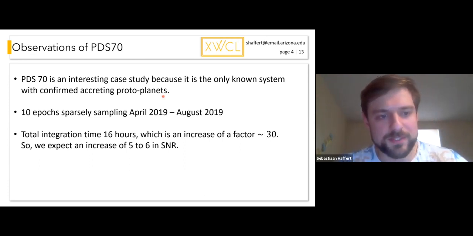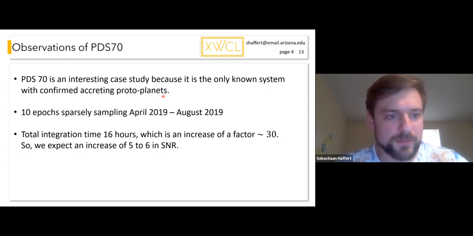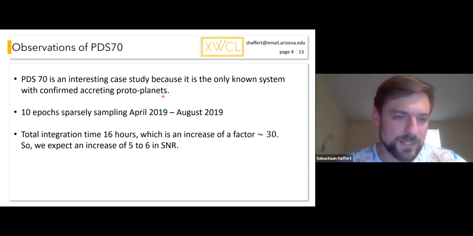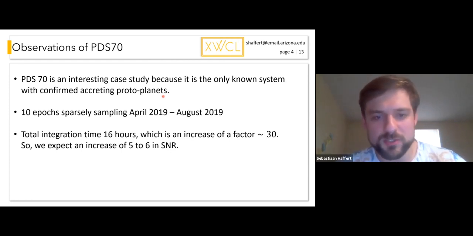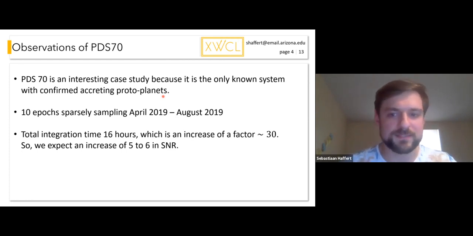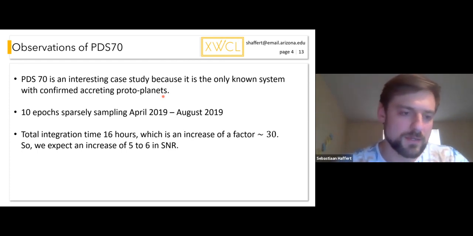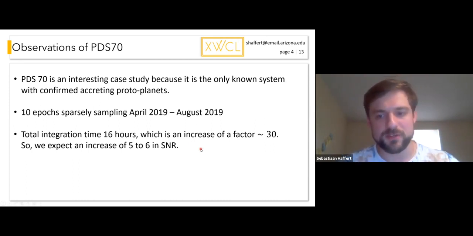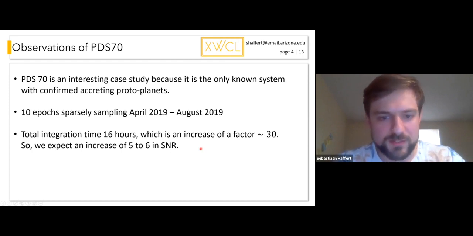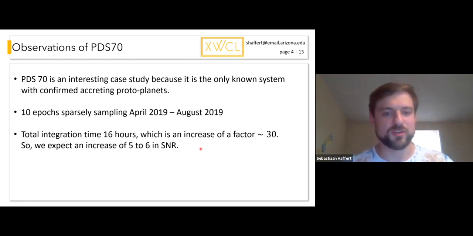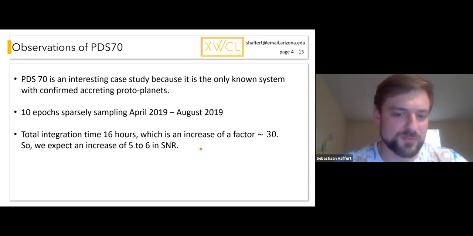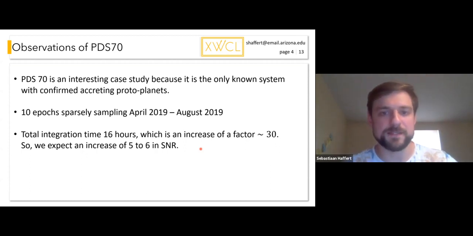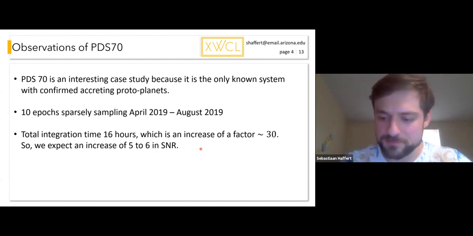To accurately characterize these systems, we applied for observing time on the VLT, and in the end we got about 10 epochs that sparsely sampled the period from April 2019 to August 2019, with a total integration time of about 16 hours. This is about a factor of 30 increase from our first detection. In signal to noise, we expect an increase of a factor 5 to 6, so we can probe significantly deeper for features.